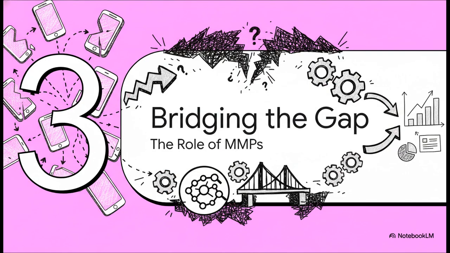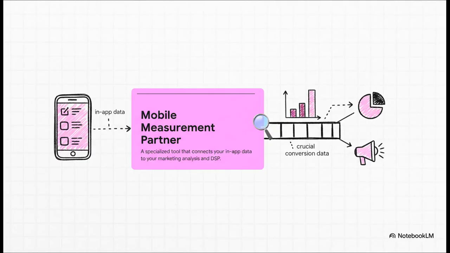Okay, so we've laid out the problem. It's a big one, and the stakes are really high. But the good news is there is a solution that was built specifically for this problem. It's time we talk about bridging that gap with something called a mobile measurement partner, or an MMP for short. So what the heck is an MMP? Well, to put it simply, it's a special third-party tool that acts like a bridge. It's the one piece of tech that can actually see what's happening inside your app, and then it communicates that critical data back to all your advertising and analytics platforms.